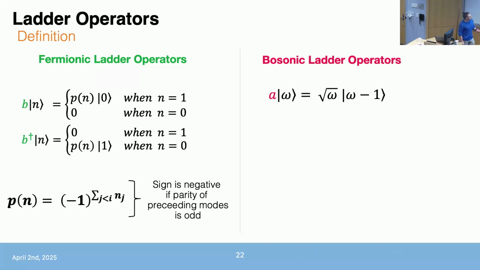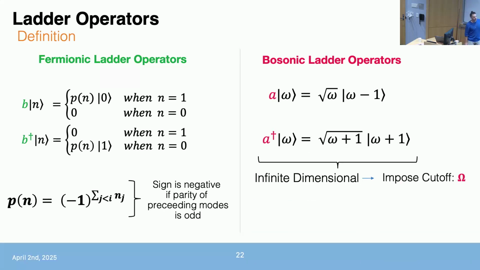Bosonic ladder operators are going to be similar, but we're going to pick up these coefficients that correspond to the occupation state. So if I apply the bosonic lowering operator onto some state omega, I should get the square root of omega with the state omega -1. And the creation operator is going to be omega +1.